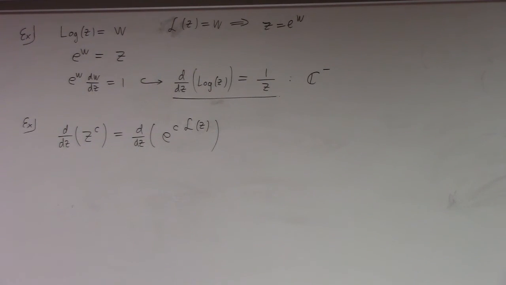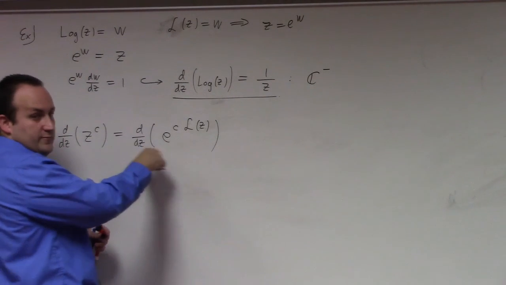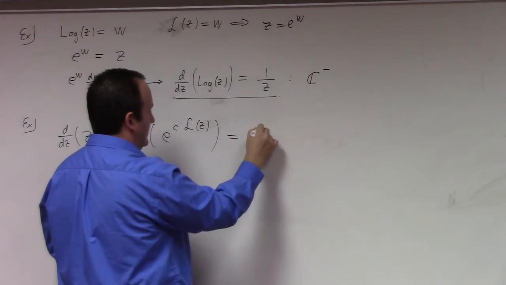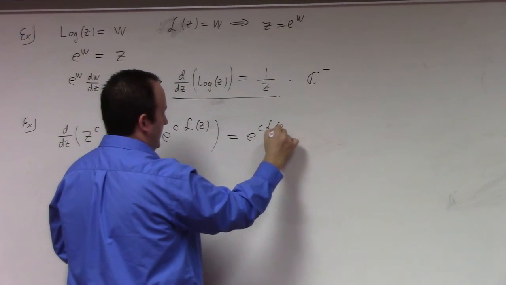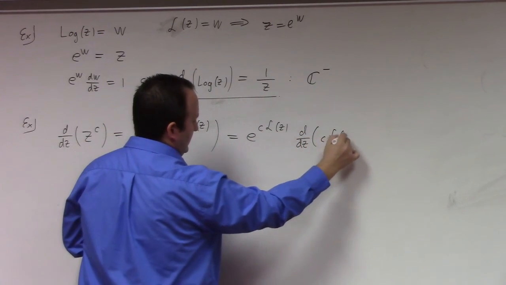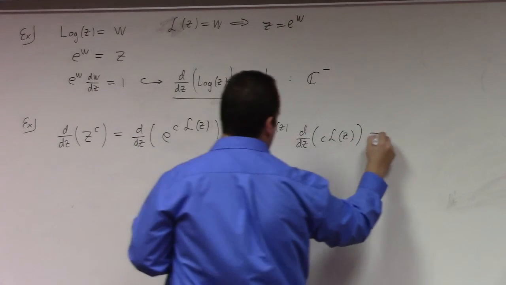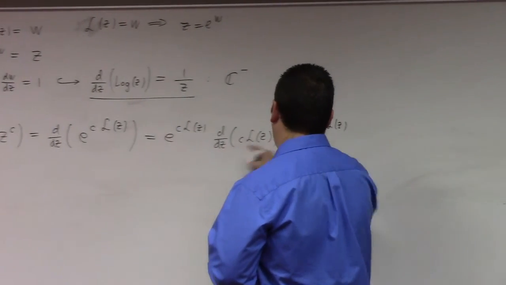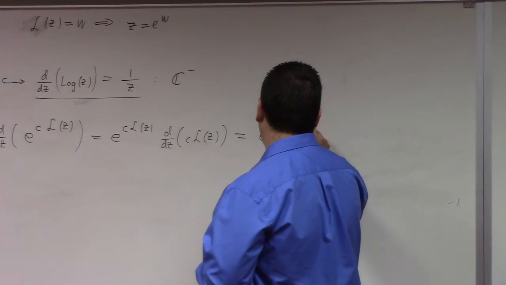There's got to be some ray that you lose; it's going to be some slit complex plane. If you want to be more explicit, you could talk about log sub alpha, where we lose the alpha ray. But anyway, then we do the chain rule, right? So this is e to the c L(z) times d/dz of c L(z), which is e to the c L(z), and then c over z, right?